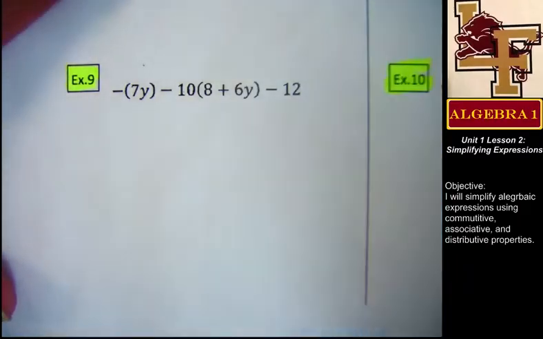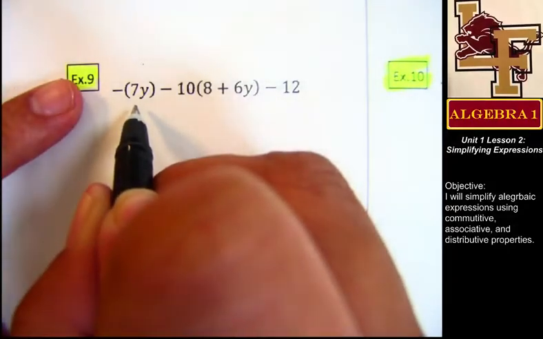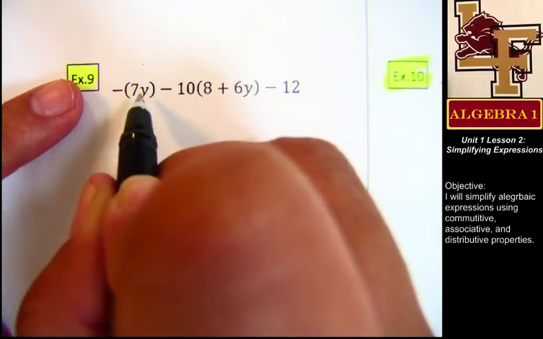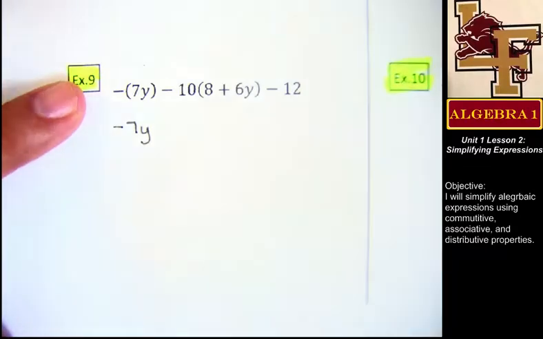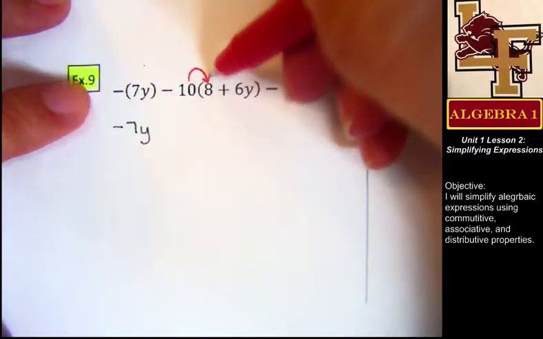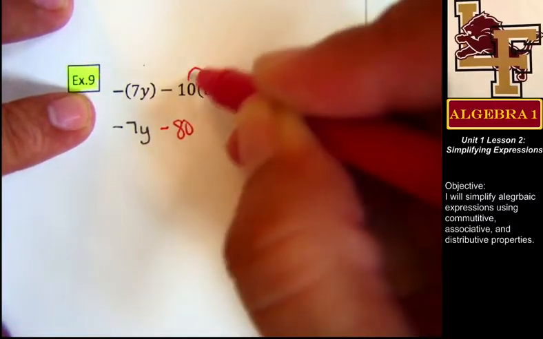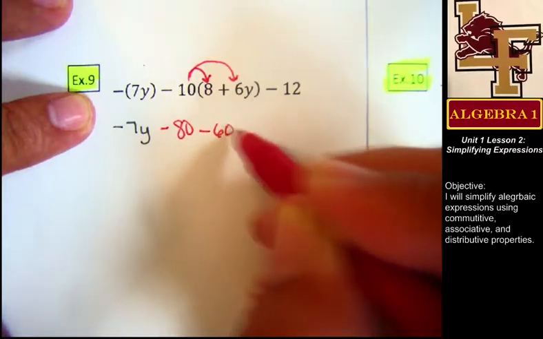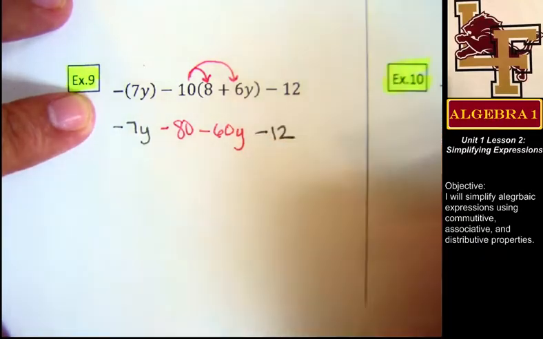We're going to distribute first. This has a parentheses. So, yeah, there's a negative 1. So I have negative 1 times 7, which is just negative 7. All right, going to distribute. Negative 10 times 8 is negative 80. Negative 10 times 6y is negative 60y. And then I'm not doing anything with the negative 12.